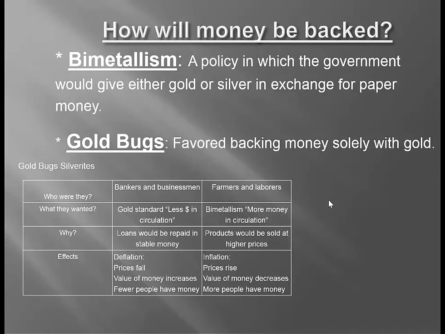The bankers and the businessmen wanted deflation so prices would fall, the value of money increases, and fewer people have money. The farmers and the laborers wanted inflation, where the value of money decreases, prices rise, and more people have money. Really on opposite sides of the spectrum. As you typically would see, when you have people on either side of the spectrum, a compromise somewhere in the middle will probably be achieved. If you look at the current situation with the government shutdown, it always seems like the last minute, but they do end up compromising.